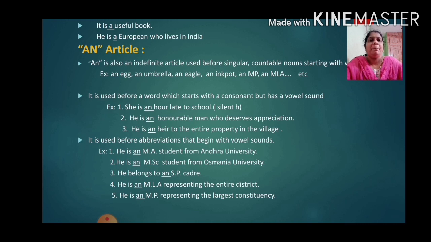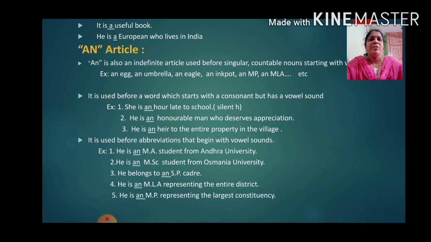The next example. He is an honorable man who deserves appreciation. The pronunciation of honor, it's not honor with an H sound, the H is silent. So we are using the indefinite article an here. Next one. He is an heir to the entire property in the village. Again the H is silent here. So in all silent H cases, we use the indefinite article an. Some more examples we'll see where you use the indefinite article an. It is used before abbreviations that begin with a vowel sound.